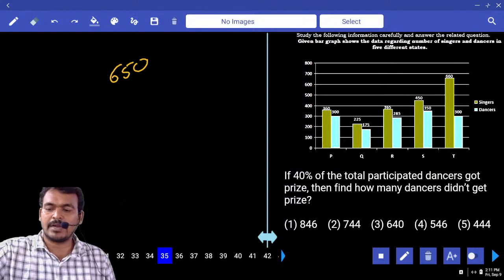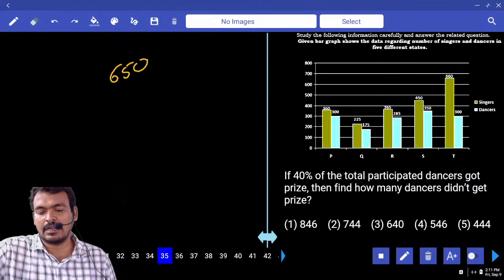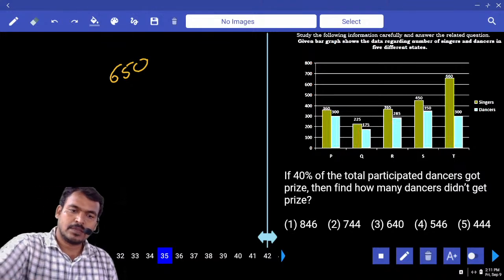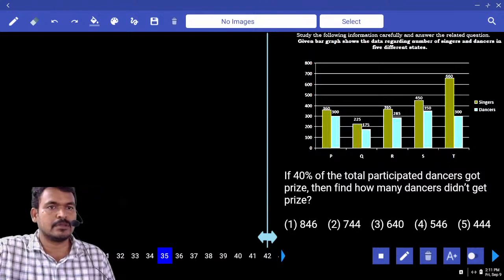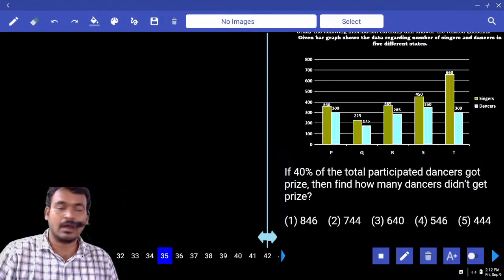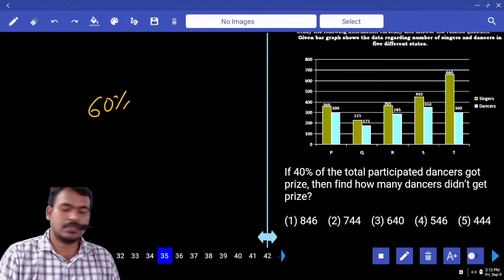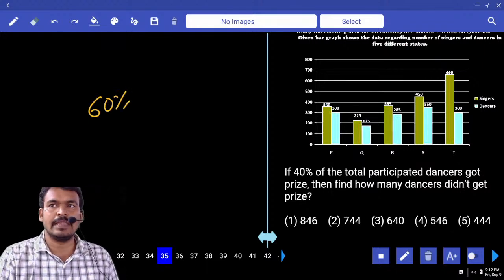40% of the total participated dancers got a prize. Then find how many dancers did not get a prize. Suppose total dancers are 100%, that 40% got a prize. The remaining 60% is required, those who did not get. What percent do we need? Percent of total dancers.